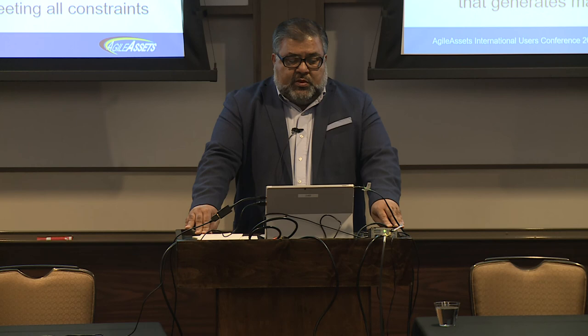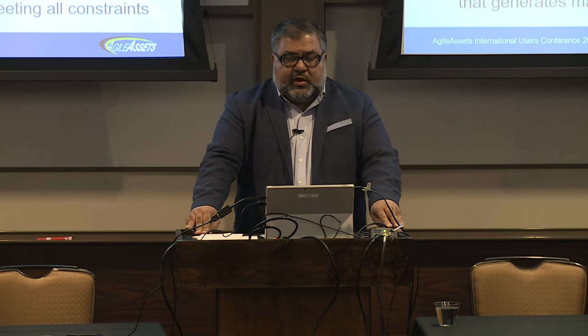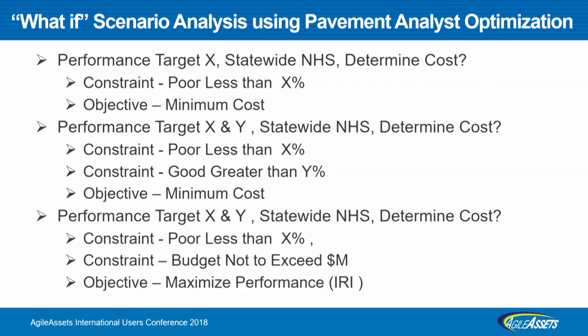So from our perspective, we can run several or multiple what-if scenarios with setting these different targets as constraints and objectives, and then look at our results and make some conclusions from that. So this just shows you that we can have different combinations of objective and constraints. Pavement analyst has a very powerful analysis module. Several of you are regular users of that. And with the optimization engine, the choices are unlimited how much you can model.